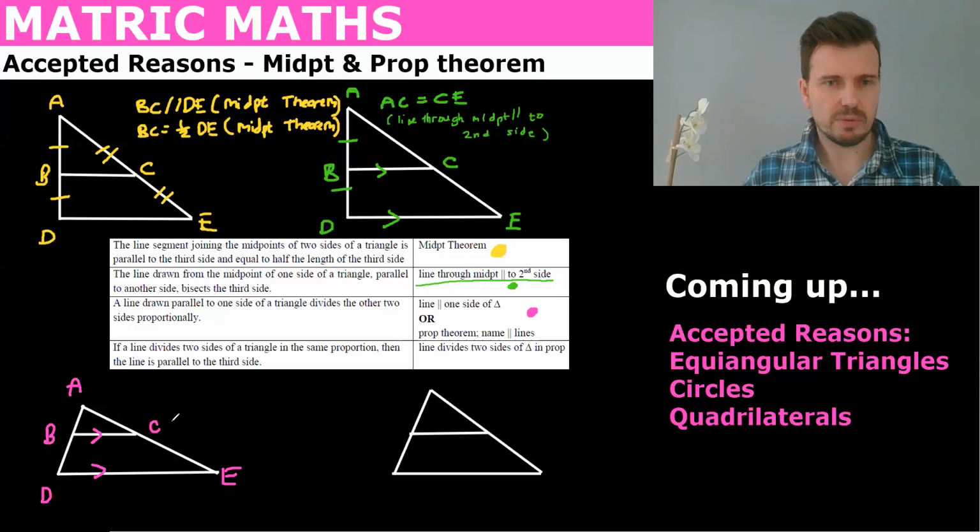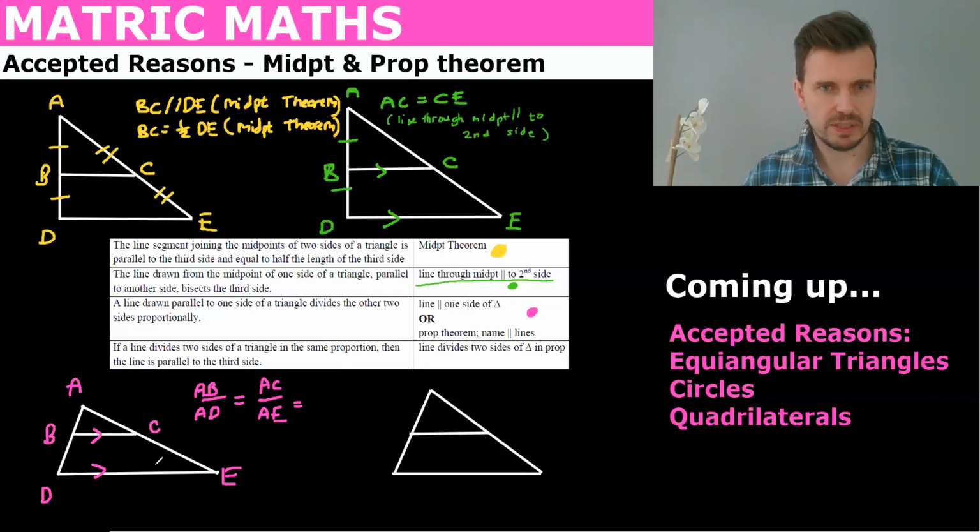So let's look at what we could then say. We could then say that AB over, and we can say AD or we can say over BD, but I'm just going to say AD equals AC over AE equals, and then BC over DE.